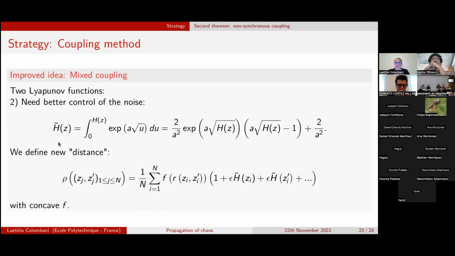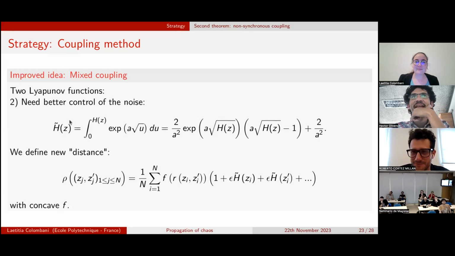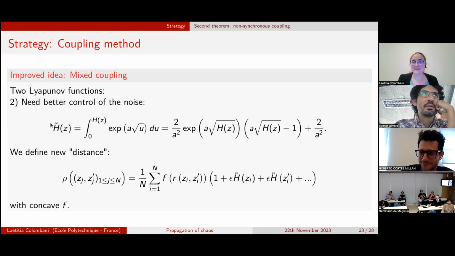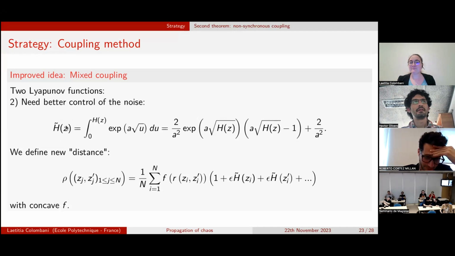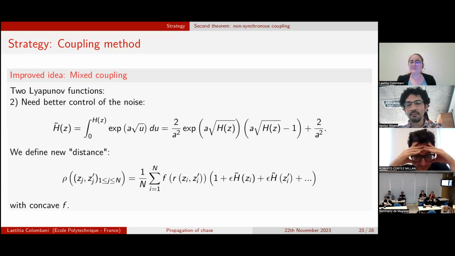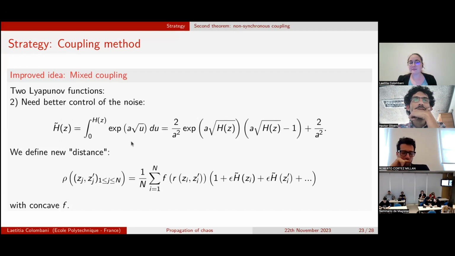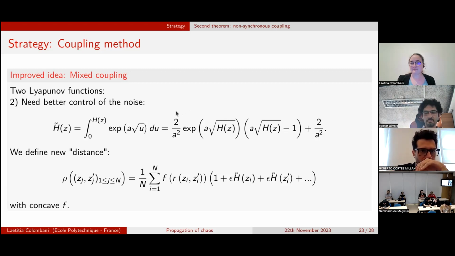Okay, so your question is about the choice of tilde H. Is that right? Joaquin is muted. Joaquin, unmute. Yes, I'm here. What was your question? Yeah, so my question is where does the Lyapunov functional come from, and how is the H tilde built? Because the H tilde is the one that appears in this modified distance. So what is the relation between the two? What's the intuition, or what's the reason to consider this H tilde in the definition of rho?